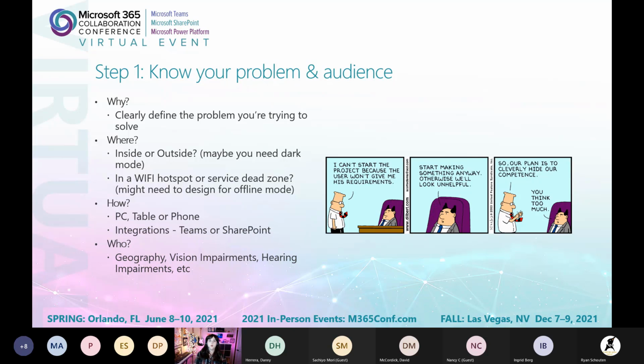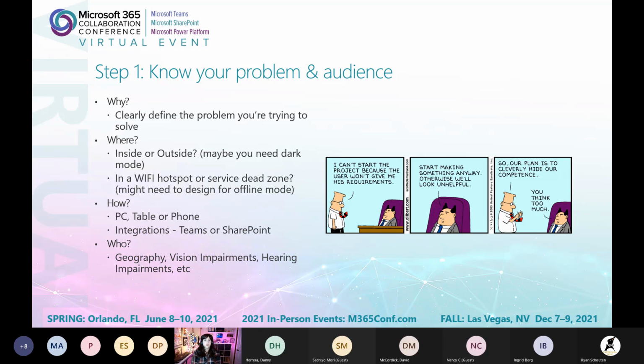Clearly define the problem that you're trying to solve. Then we need to ask ourselves where. Where will our users that are going to be using this application be using this? Are they going to be primarily inside or outside? Because if they're outside in the sun all day using your application, maybe you need some kind of dark mode or some additional requirements for the app.